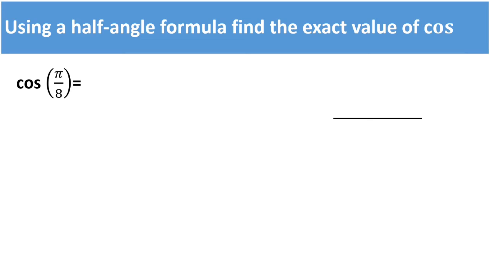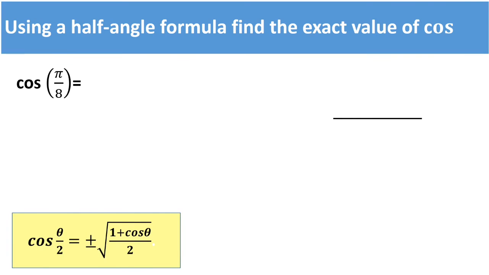Here is another example using the half-angle formulas. We want to find cosine of pi over 8. However, pi over 8 is not an angle measure on the unit circle. The half-angle formula for cosine is as follows.